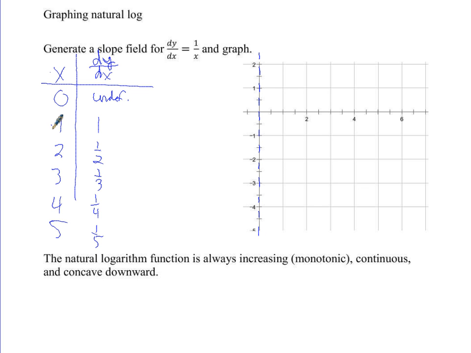Now for my x value of 1, that means here. Anywhere when x is 1, my slope is 1. So I'm going to try to draw in a slope of 1 all along when x is 1. Then when x is 2, I have a slope of 1/2. So when x is 2, that's all along here. I have a slope of 1/2. So I'm going to try to draw a slope of 1/2 on here.